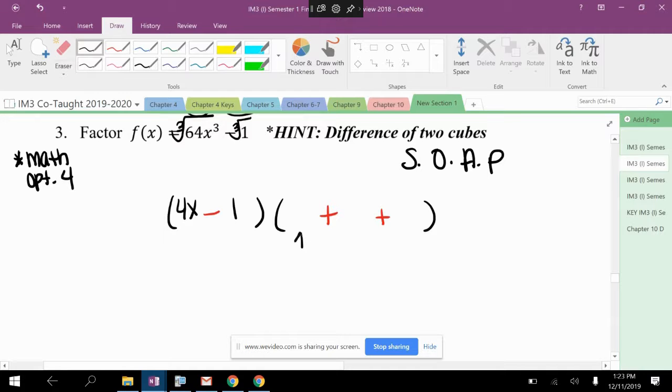Anyone remember what we had to do to this 4x to get this term? Double it. Very good. Double it, square it. It's a little vocab, but double and square kind of mean the same thing, a little different. You square it. So square it, that means 4 times 4 is 16, and then x squared. Double would be 8, 4 times 2, just an FYI.